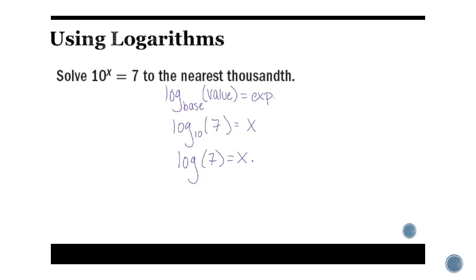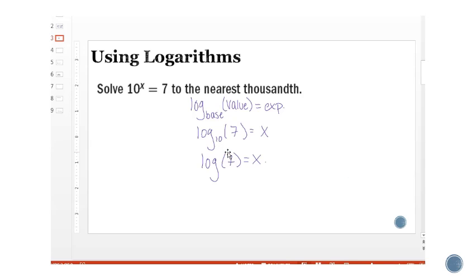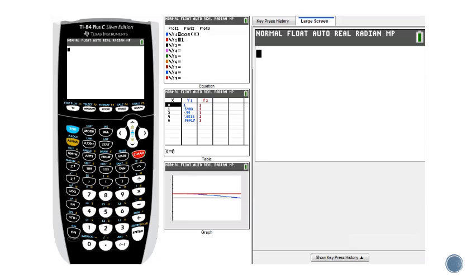Now this is a calculator type of question, so we're going to go to our graphing calculator. So we're going to type log on our calculator of 7. So the log key on your calculator is common log. It's always going to use base 10. And so our answer is 0.845.